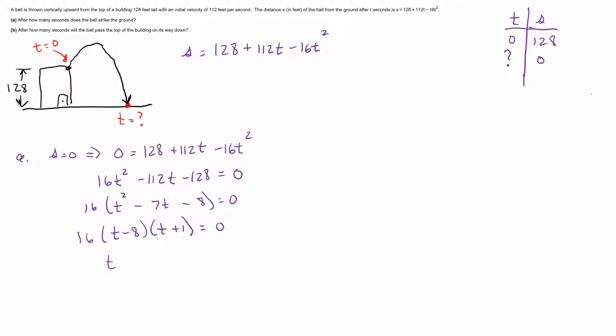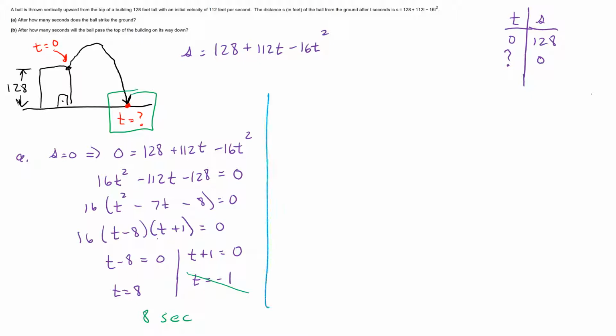And so we have t minus 8 equals 0, and t plus 1 equals 0. So t equals 8, and t equals negative 1. Now t represents time. Time can't be negative, so negative 1 is an extraneous answer. So the question of when does the ball hit the ground, the answer is 8 seconds. 8 seconds after the ball is launched, that's when the value of S, or the height of the ball, will equal 0. So this point in time right here is 8. The ball will hit the ground in 8 seconds.